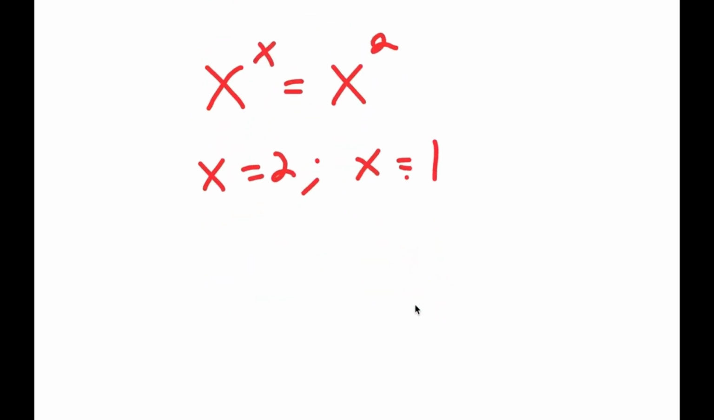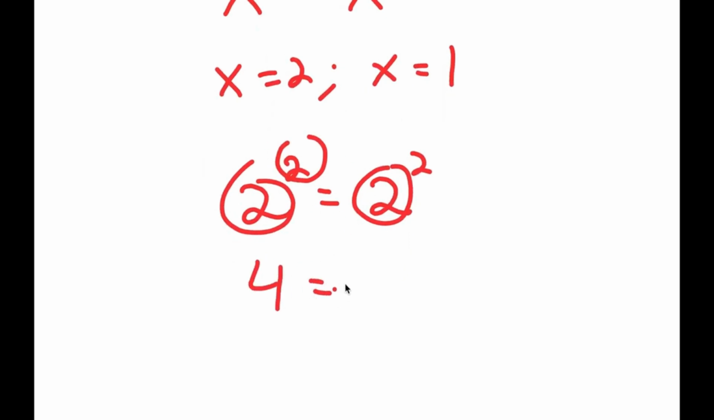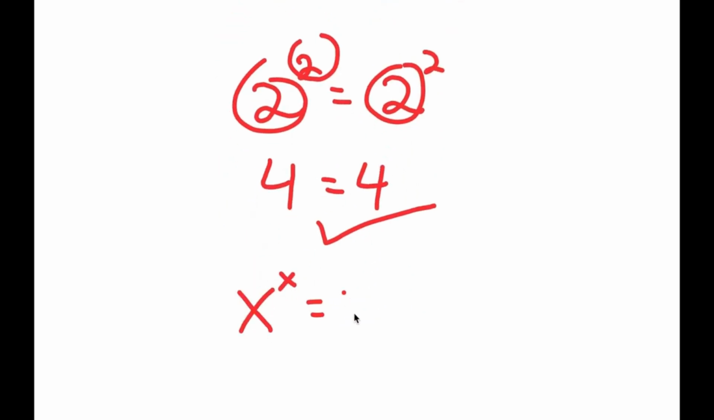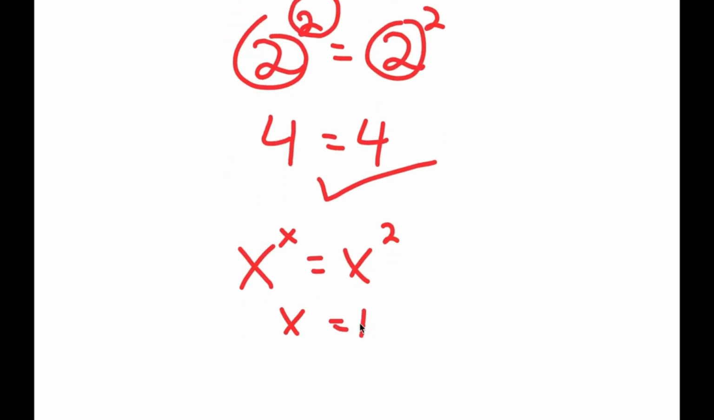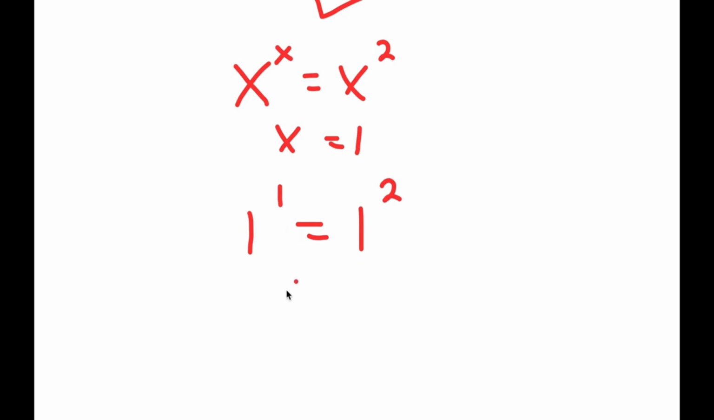So let's first start with x is equal to 2. If I plug in x equals 2, I get 2 to the power of 2 is equal to 2 to the power of 2. So I plugged in 2's over here and 2 over here. 2 to the power of 2 is 4, and again 2 to the power of 2 is 4, so this is right. Now I'm going to plug in x equals 1 for this. So I get 1 to the power of 1 is equal to 1 to the power of 2, and 1 to the power of any number is 1, so I get 1 is equal to 1.